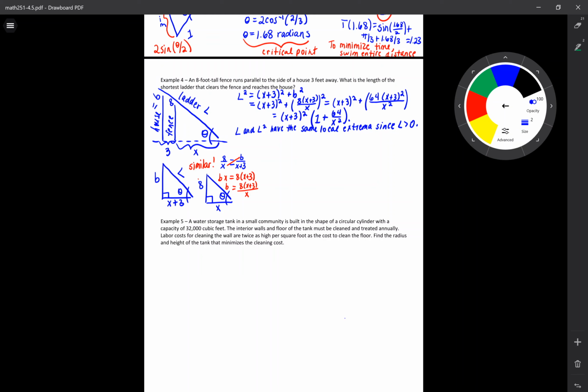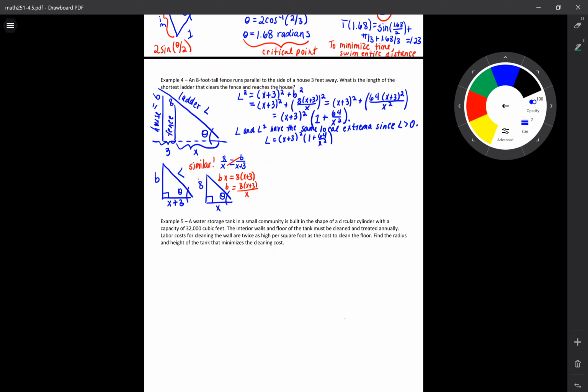So here instead of L squared, I'm just going to replace it with an L. So I know that L is equal to x plus 3 squared times 1 plus 64 over x squared. That I know is true.